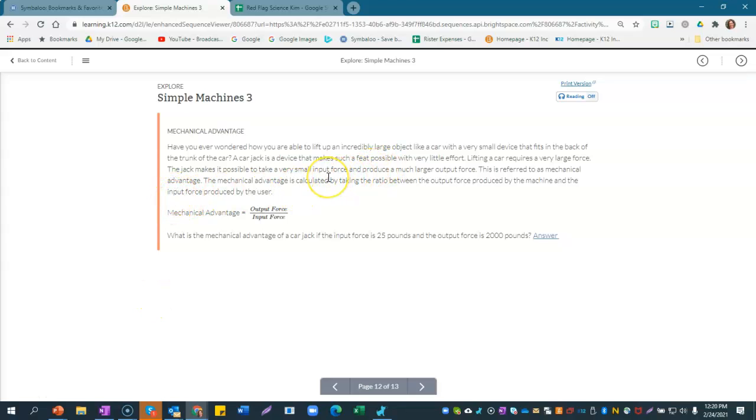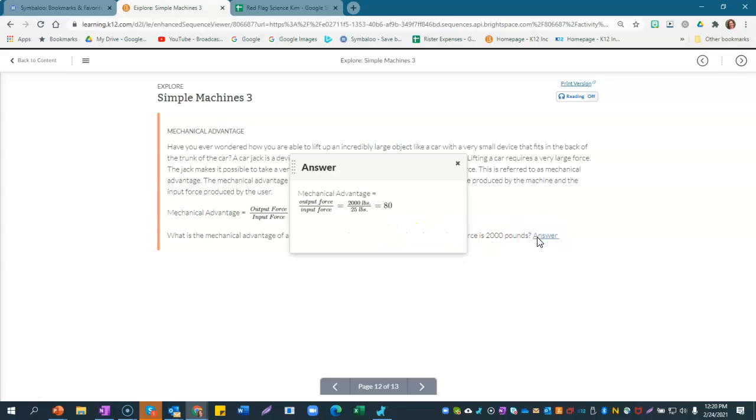Okay, so taking a small input force and producing a large output force, that's what mechanical advantage is. And it's calculated by taking the ratio between the output force produced by the machine and the input force produced by the user. So write this formula down so that you could calculate it if you needed to. And then that gives you a problem that you can work through here. What's the mechanical advantage of a car jack if the input force is 25 pounds and the output force is 2,000 pounds? So we would need to divide 2,000 by 25, and that gives us an answer of 80.